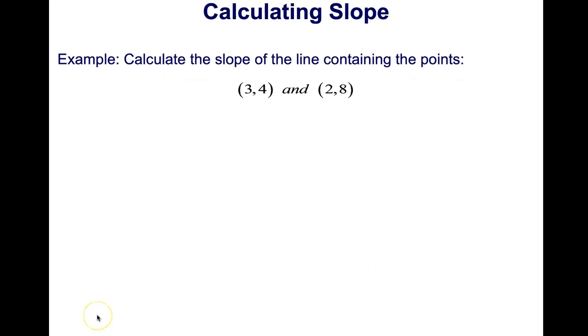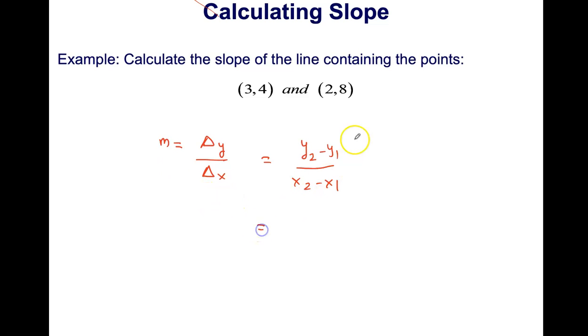Now our first question is: calculate the slope of the line containing the points (3, 4) and (2, 8). As you all know, slope is represented by lowercase m, and our formula is delta y over delta x, which is y2 minus y1 over x2 minus x1. I'm not getting clear handwriting because of my writing pad, so just bear with me.